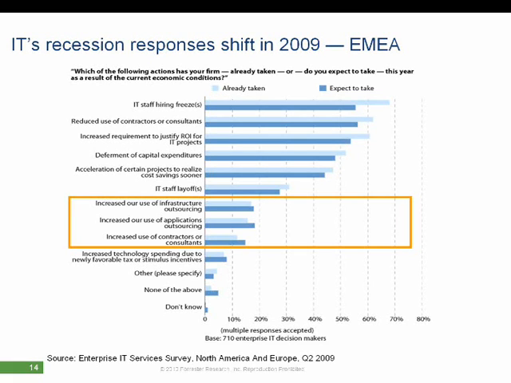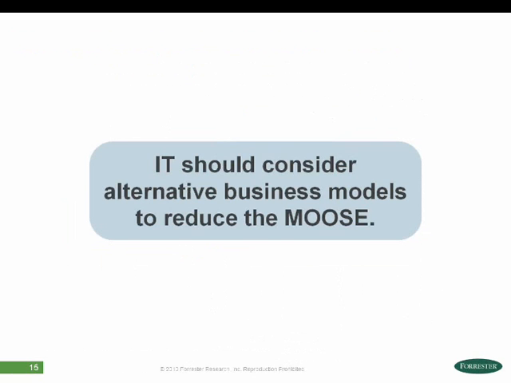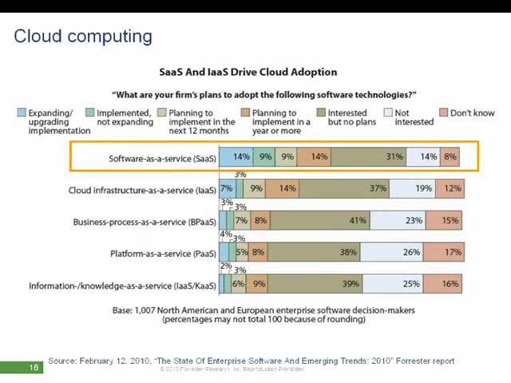Now, I did hint already at the MOOSE, and this next slide, titled IT should consider alternative business models to reduce the MOOSE, I think is very valuable, and this is what I want to talk through. My colleague Andrew Bartels actually gets the credit for the MOOSE work. He has done tremendous work on that topic, and there are many research articles available on Forrester's website.